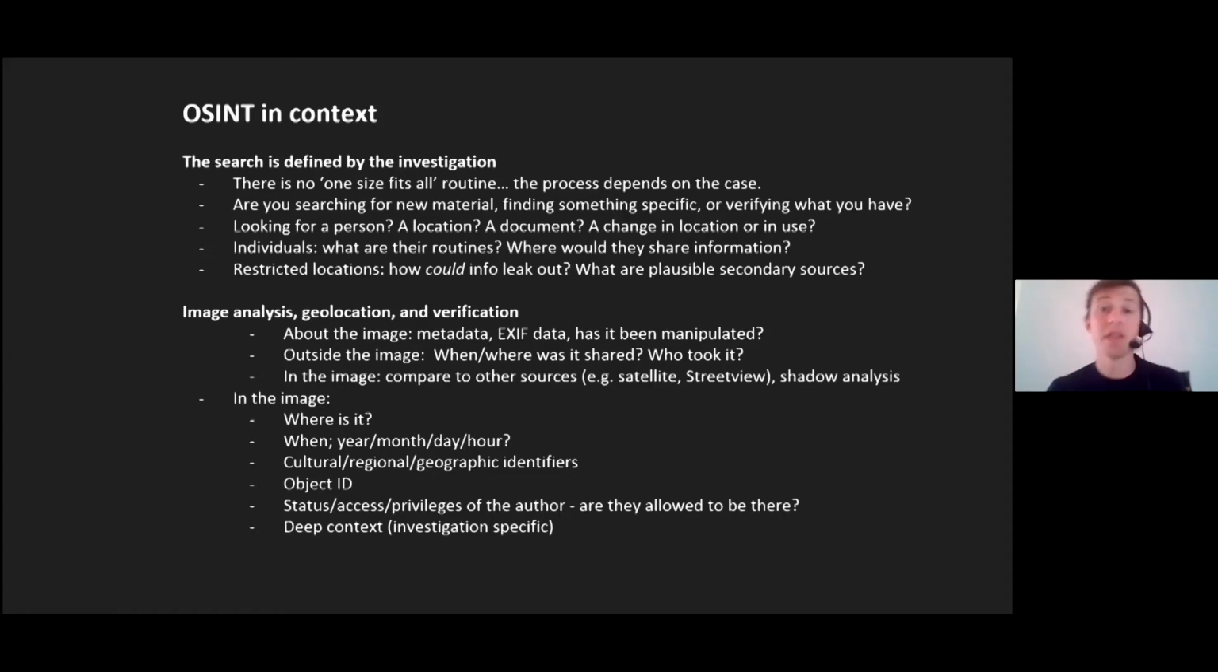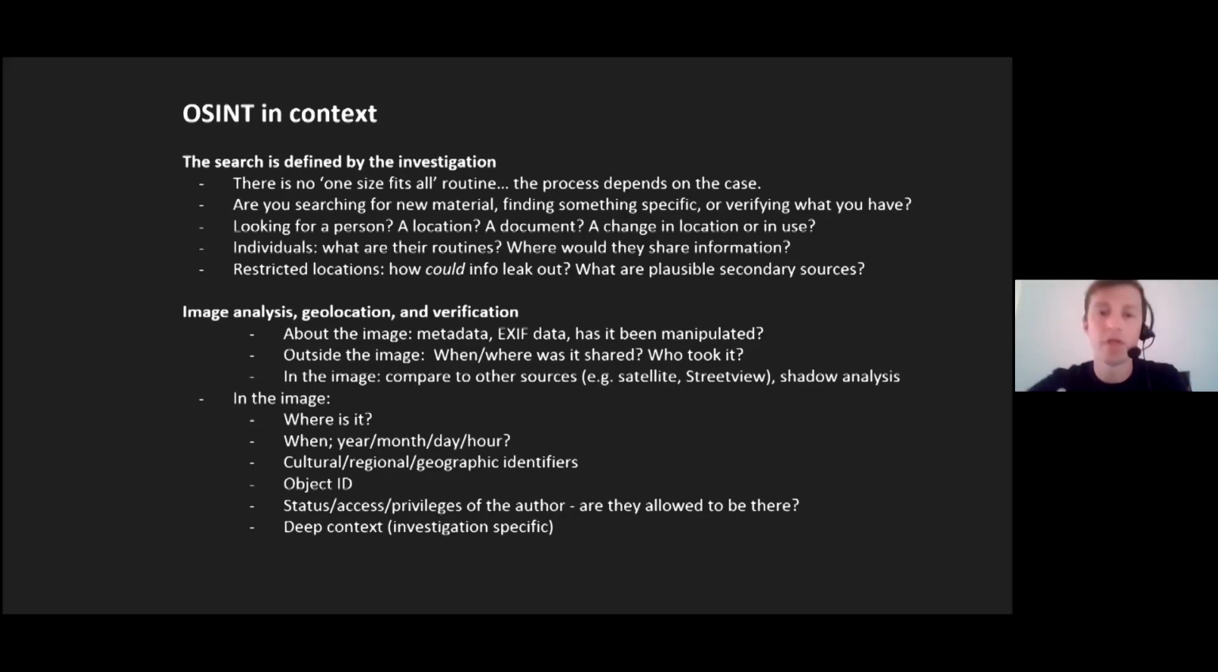The reason I didn't want to dive into them and show you them in practice is because there is no one size fits all routine. There is no given process for an investigation or for activist research, as I'm sure you're aware. The process very much depends on the case. It depends on whether you're searching for new material, whether you want to find something specific, whether you want to verify information you already have, whether you're looking for a person, a location, or a document, or a change in location or use, whether you're looking for individuals, whether you're looking for restricted locations.